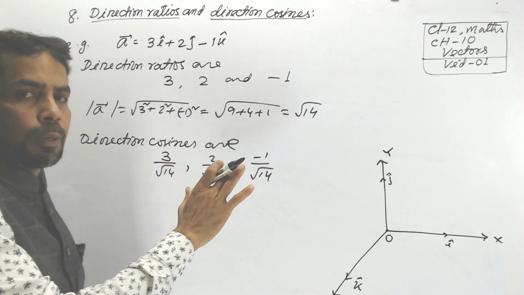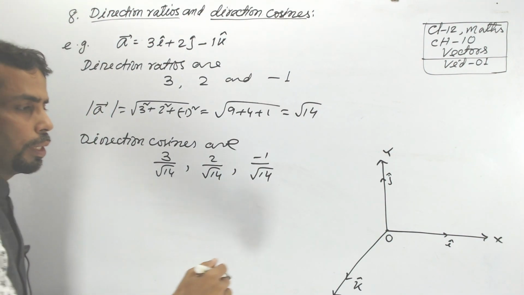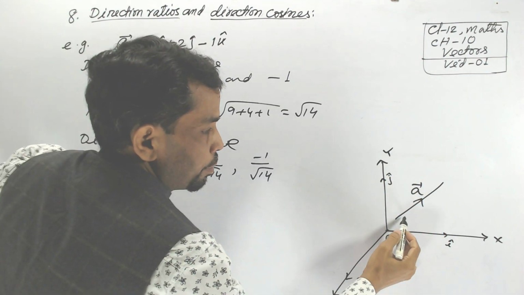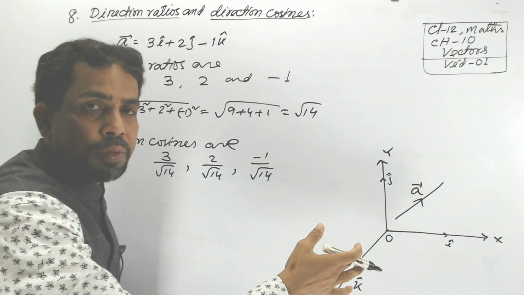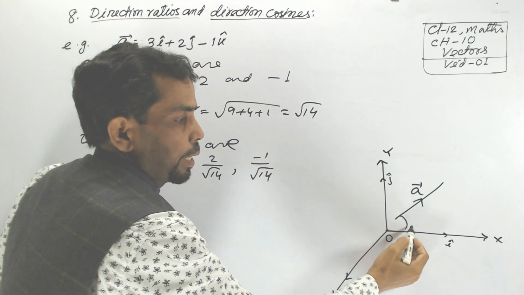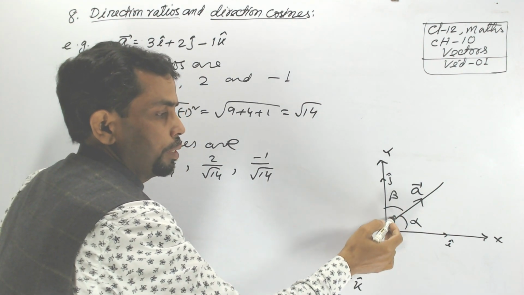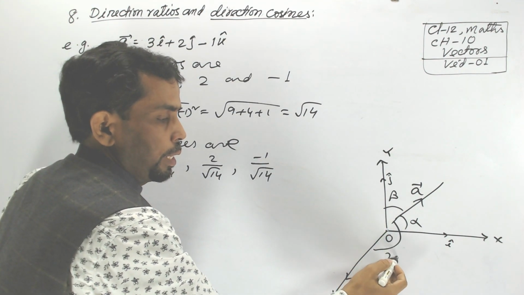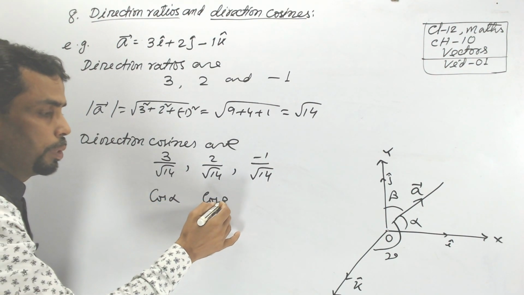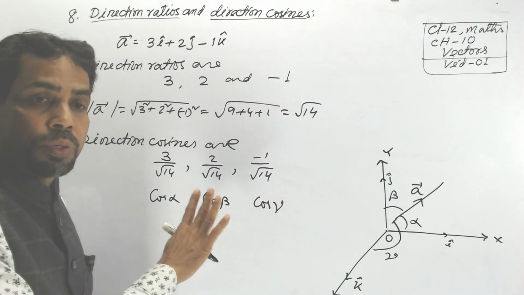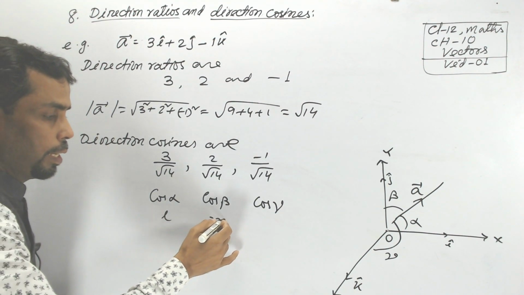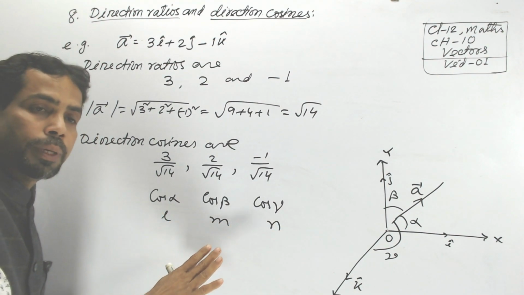Now what is the significance? I am just explaining in a simple way. If this is the vector, say A, which we have written here, any vector will make angles with i, j and k, that is, along the x axis, y axis and z axis. So this is making angle alpha with the x axis, beta with the y axis, and gamma with the z axis. Then the direction cosines are cos alpha, cos beta and cos gamma. This is the geometrical significance, and they are also represented by L, M and N in general.